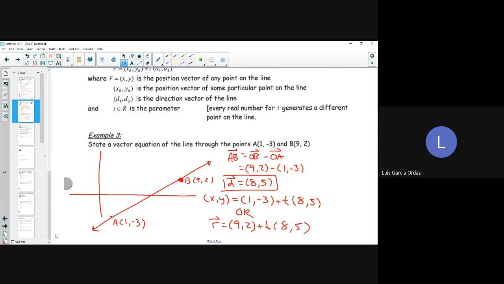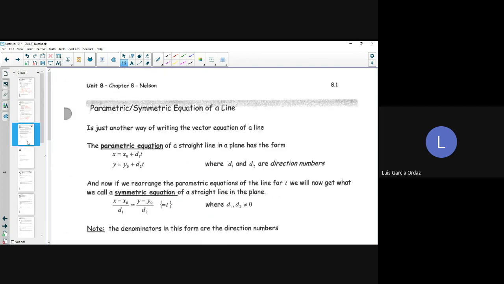We're now going to learn about parametric and symmetric equations of a line. This mainly has to do a lot with algebra, so this part of vectors is pretty easy. Parametric and symmetric equations of a line are just another way of writing a vector equation of a line. The parametric equation of a straight line in the plane has the form x = x0 + d1 t, y = y0 + d2 t, where d1 and d2 are direction numbers.